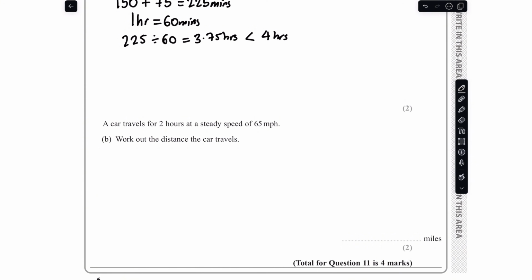In the second part of this question, we are told that a car travels for 2 hours at a steady speed of 65 miles per hour. Work out the distance the car travels. So remember that distance equals speed multiplied by time. So we are given the speed of 65 miles per hour, and we're going to multiply that by the total number of hours the car travels, which is 2 hours. And so the total distance will simply be 130 miles. So your final answer is 130 miles.